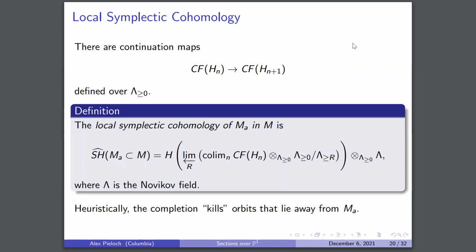So we're going to identify orbits with orbits of higher and higher action. And so this completion has the effect of algebraically killing these generators that have action going off to infinity inside of this co-limit. Okay, and so this is the sense in which this heuristically kills the orbits not near your compact subset. And this is the sense in which this is a local symplectic homology theory.